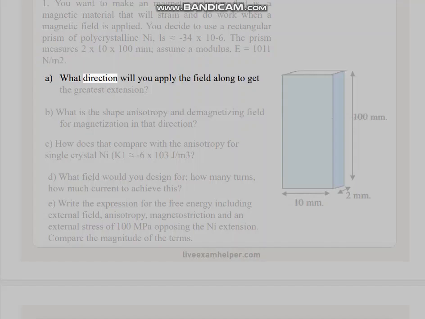A. What direction will you apply the field along to get the greatest extension? B. What is the shape anisotropy and demagnetizing field for magnetization in that direction? C. How does that compare with the anisotropy for single crystal Ni? K1 is approximately -6×10^3 J/m³. D. What field would you design for? How many turns? How much current to achieve this?